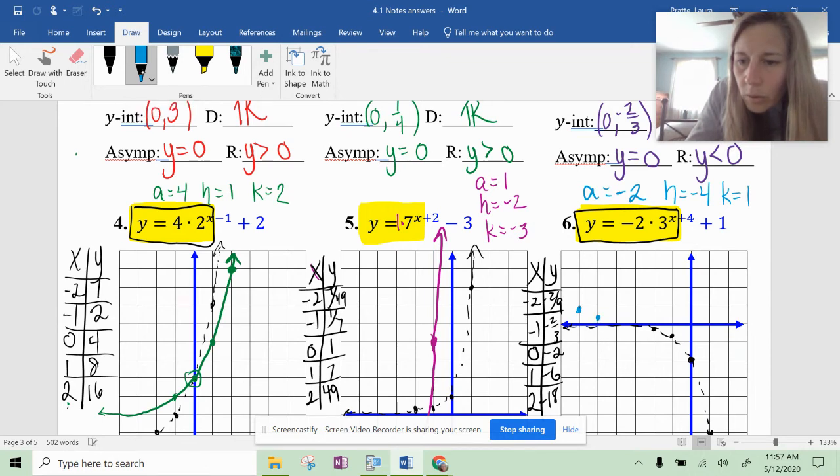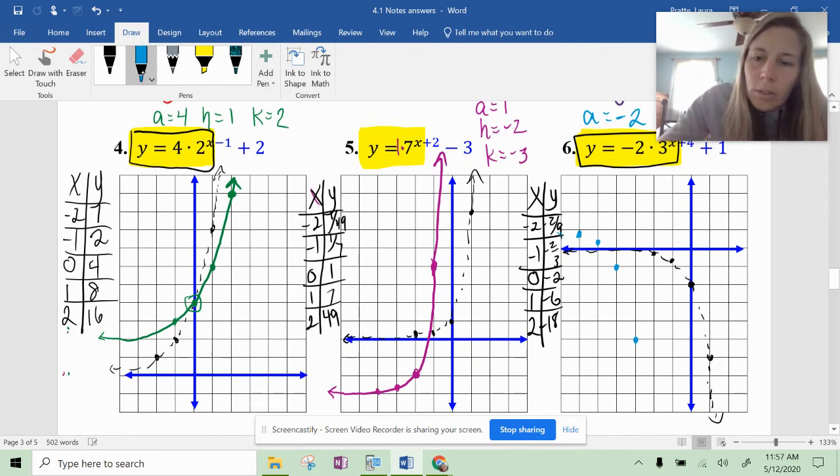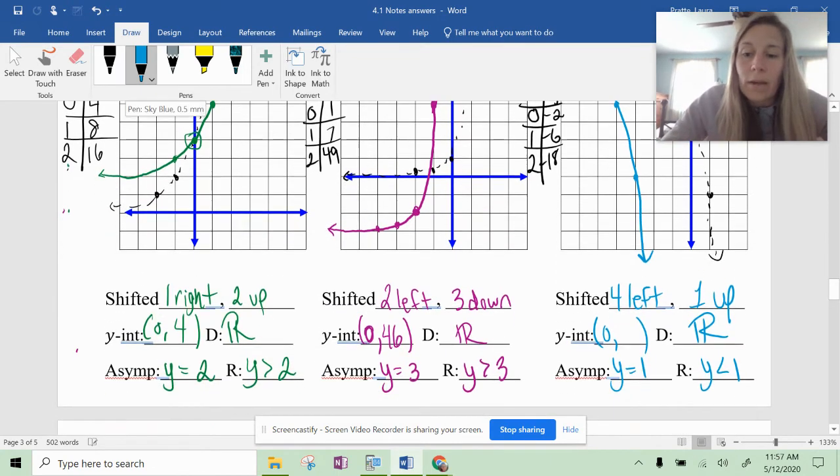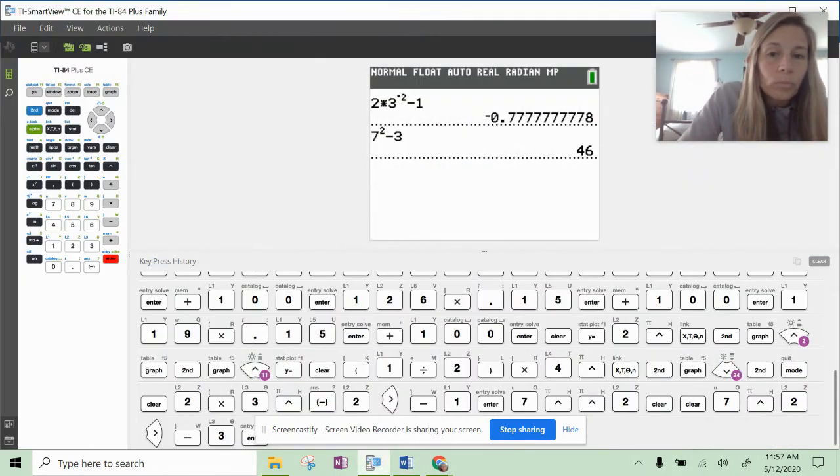Then this one, 1, 2, 3, 4, 1 up. And my last one, 1, 2, 3, 4, 1 up. Okay, so once again, I can't really see what that y-intercept is from the graph because by the time it crosses that, it's going to be way down here. So I'm going to use my calculator to help me find out that y-intercept.